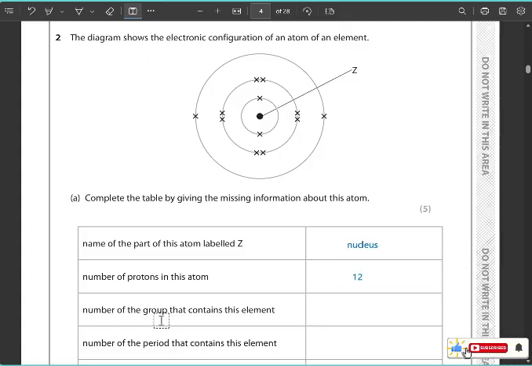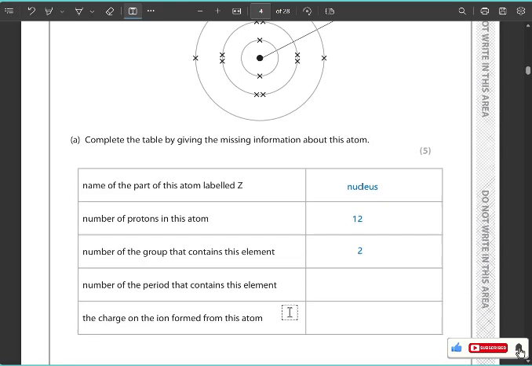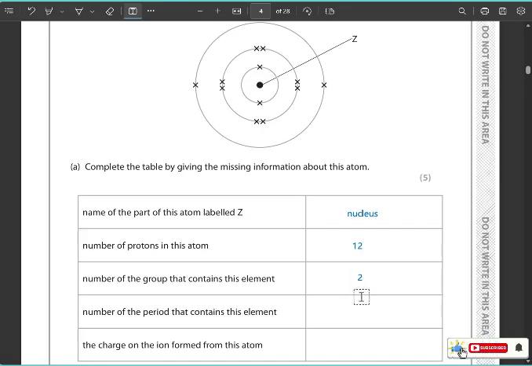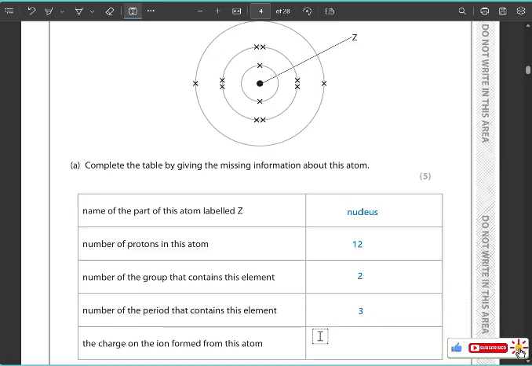Okay, number of the group that contains this element. We can easily find the group number of the element using the outermost shell electrons. There are two outermost shell electrons, which means it is a group 2 element. Next, number of the period that contains this element. To find the period, we count the number of shells, and there are 3 shells. It means that it is located in the third period and group 2.